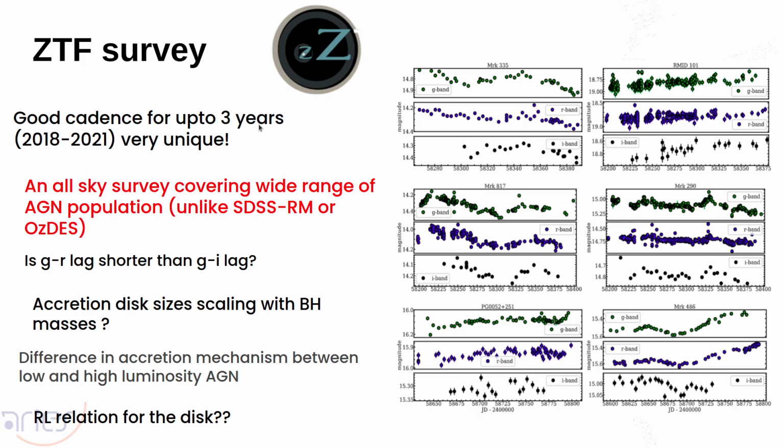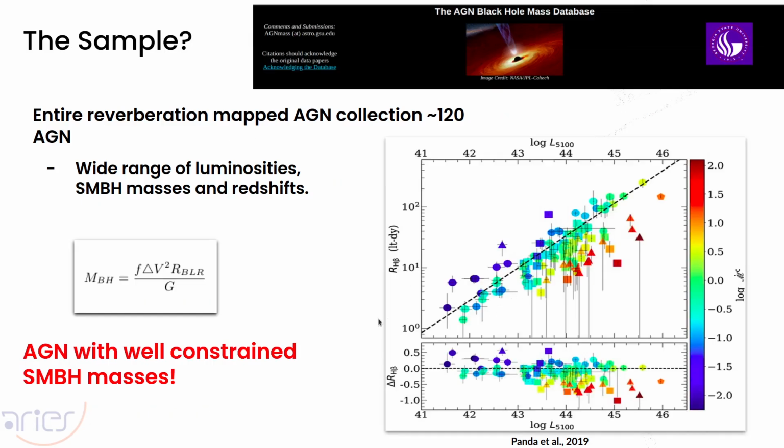It's an all-sky survey, and it gives you the data in 3 bands, right? For this, we chose a sample having large supermassive black hole masses, and we found that this sample has a wide range of luminosities and supermassive black hole masses. Then we try to see whether the disk size that we obtain using these light curves relates to the black hole masses obtained in the literature or not. So this is the plot that we get.